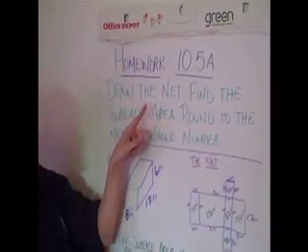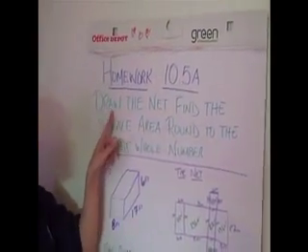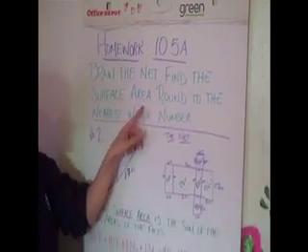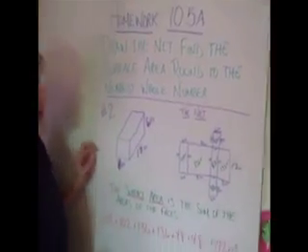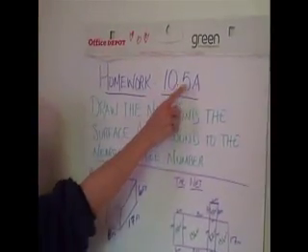Your homework will be 10.5a. You're going to draw the net, find the surface area, and round to the nearest whole number when you have your answer. First of all, we're doing 10.5a.